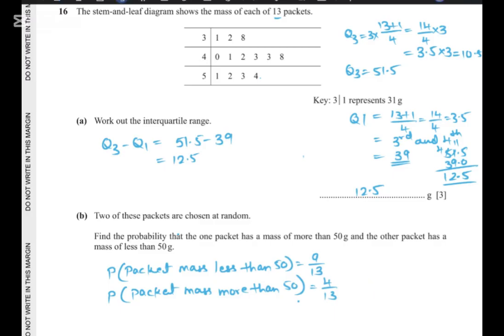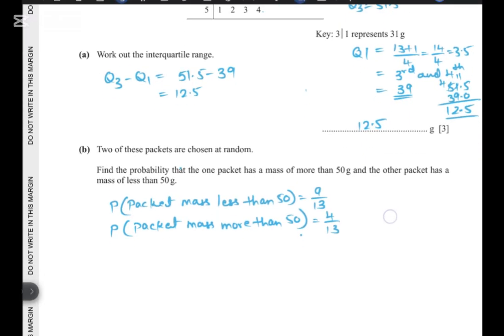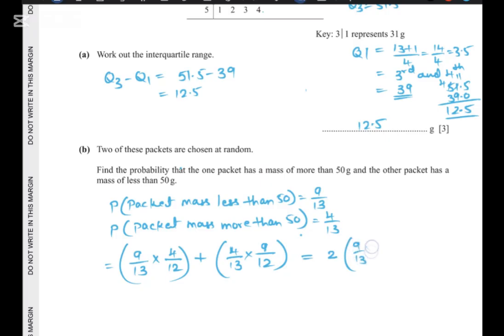So if the first packet is less than 50, the probability will be 9 by 13, and then the second packet, 4 by 12, because the second time it will be out of 12. Then if the first packet is more than 50, like 4 by 13, the second packet will be 9 by 12. So here we can make it 2 into 9 by 13 into 4 by 12.